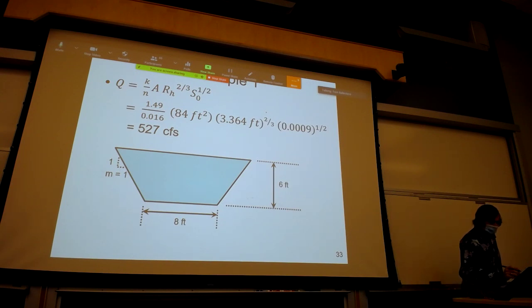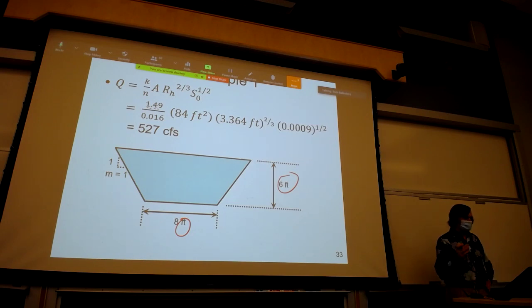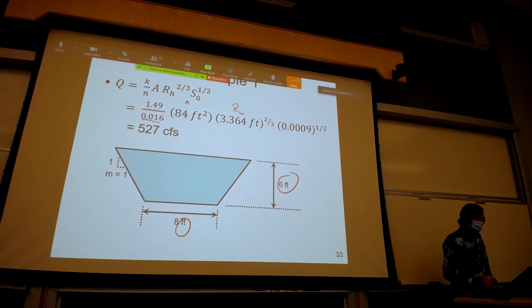Because all the dimensions were given in BGS, we're working the Manning equation in our system of units. For our system of units, K is 1.49 foot to the 1/3 per second. And again, rarely do you ever see people put dimensions on that. For gunite, the roughness coefficient we looked up is 0.016. The area, we calculated to be 84 square feet. We just calculated the hydraulic radius, and the bed slope was given. So that gives us a discharge of 520 cubic feet per second.